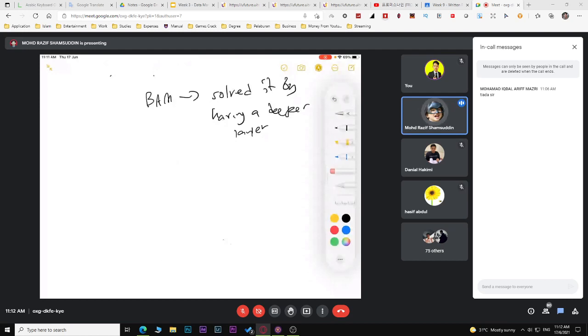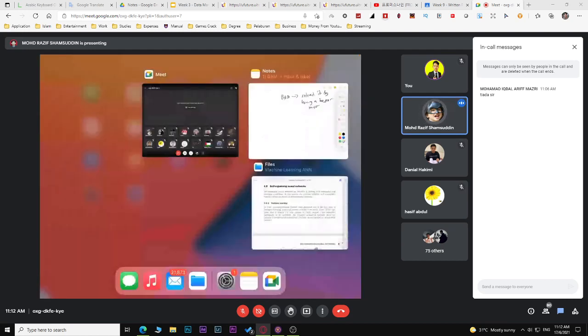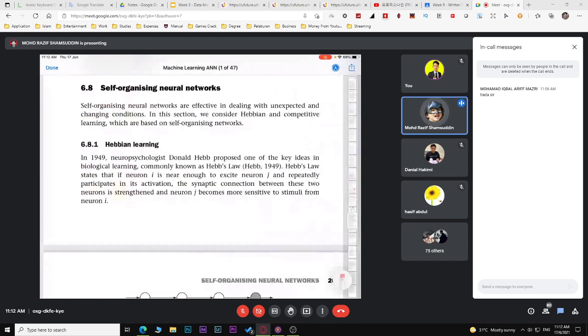Right, so let's look at your first self-organizing network. Sebenarnya awal-awal tu Hopfield tu boleh dikira sebagai self-organizing network juga, right? But a more appropriate self-organizing network is Hebbian learning. Right, so in 1949, neurophysicist Donald Hebb, dia bukan computer scientist pun, dia adalah neurophysicist, medical doctor. So he proposed one of the key ideas of biological learning, commonly known as Hebb's law.